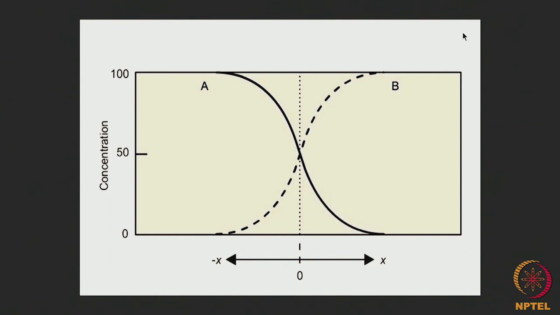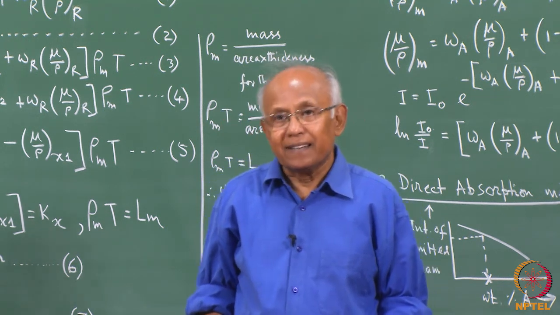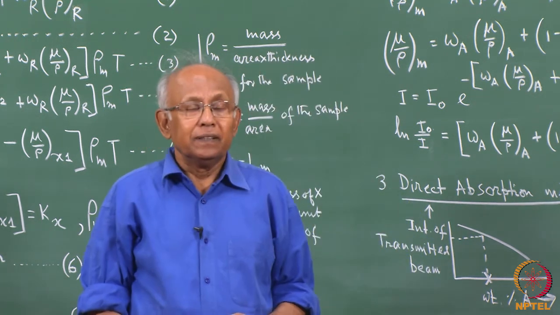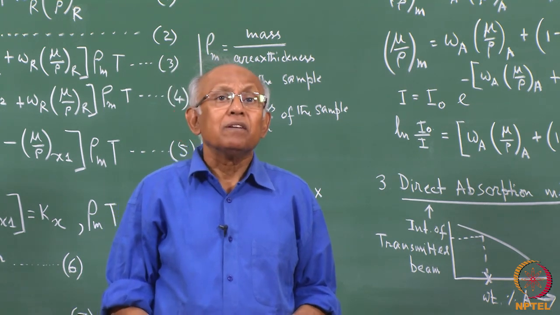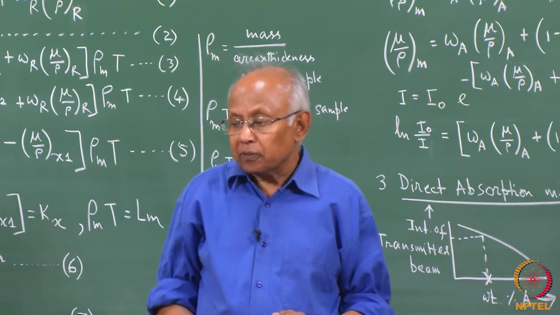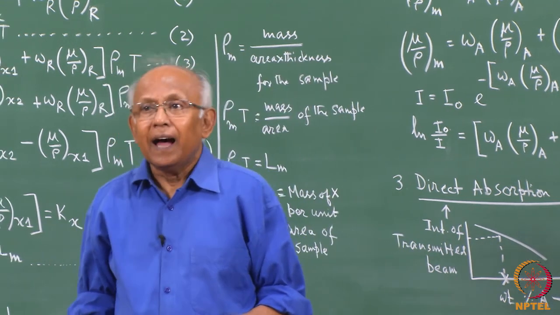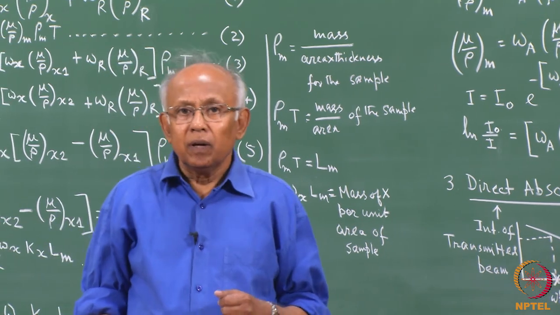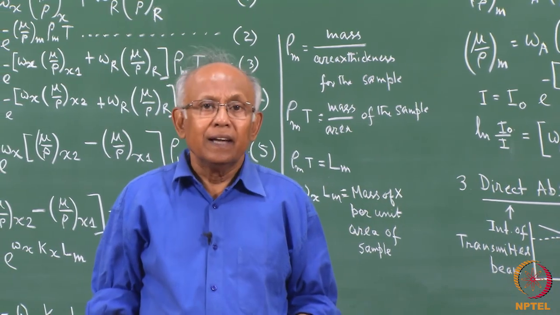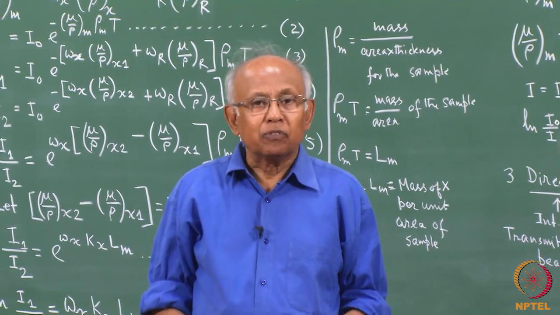Now, you see, the application of this method is possible only when we can have a measurable amount of transmitted intensity, and that is the reason why the material to be examined must be very, very thin. Not only that, it must have a low absorption coefficient. That is the reason why in industry nowadays, this method is used only for organic liquids and some other materials which have a low absorption coefficient.